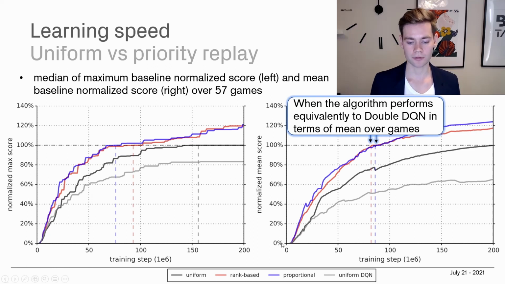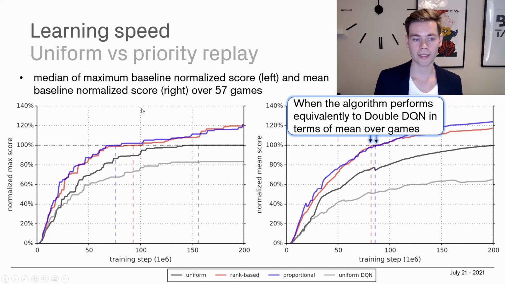And we can see here, basically the red one is for the rank-based prioritization scheme, and the blue one is for the proportional prioritization scheme, and they both exceed the double DQN levels. And they reach the 100% level here, basically at 47 and 43% of training time. So this is a performance increase in terms of how fast it learns as well. So it doesn't just get to a better final result, but it actually does so in a quicker way.